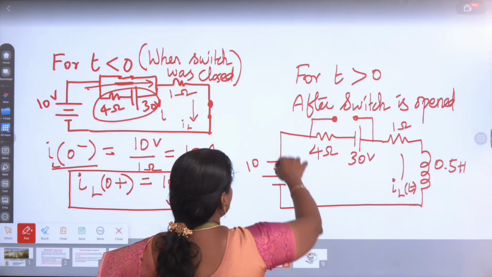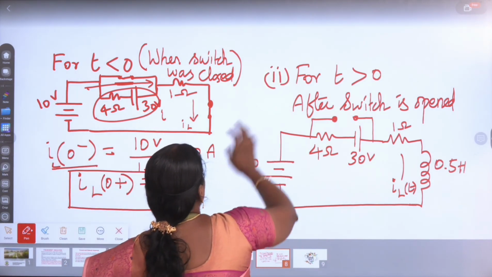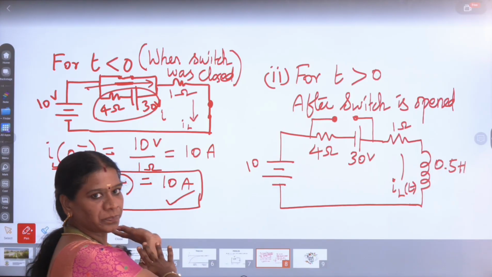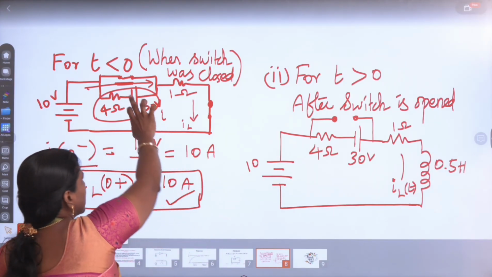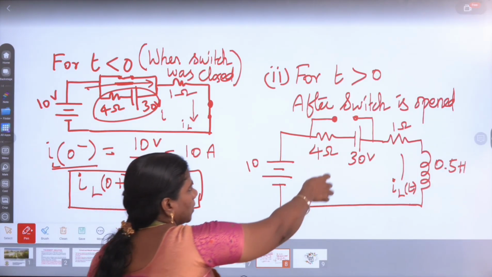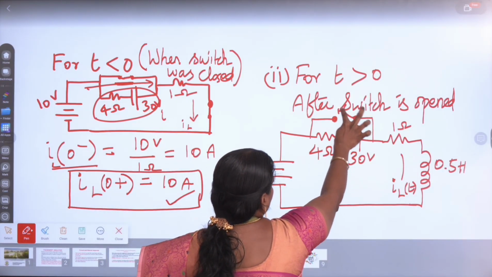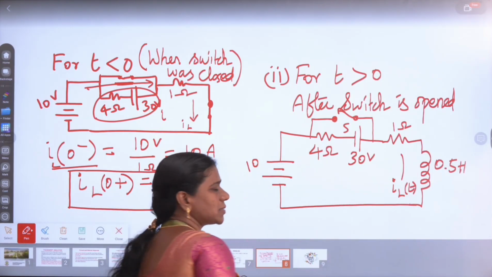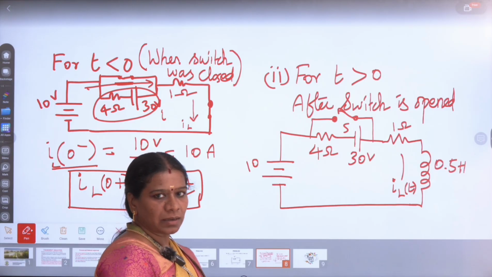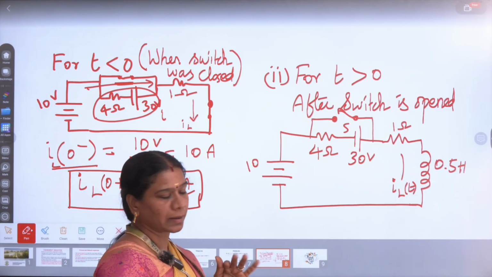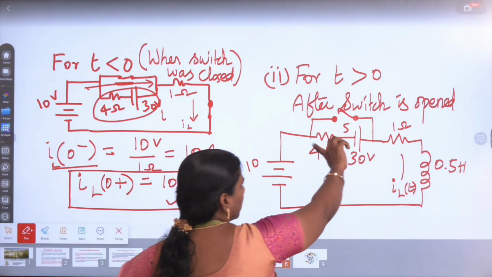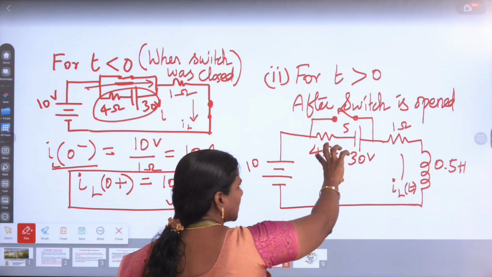And the second condition is what happens after switching. Now the switching means here the closed switch S will be opened. That is nothing but the switching. Switching means it may be closing or opening. Both are said to be switching only. In this case, the switch is going to be opened. That condition is said to be the switching.